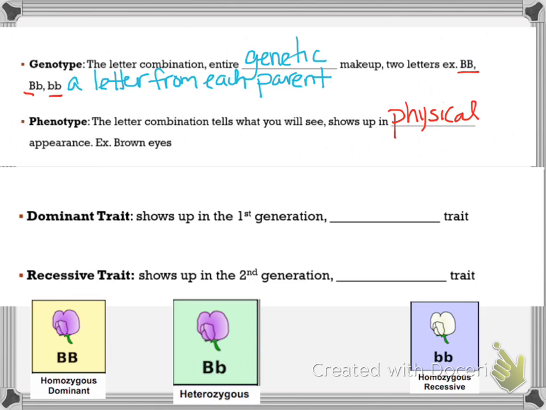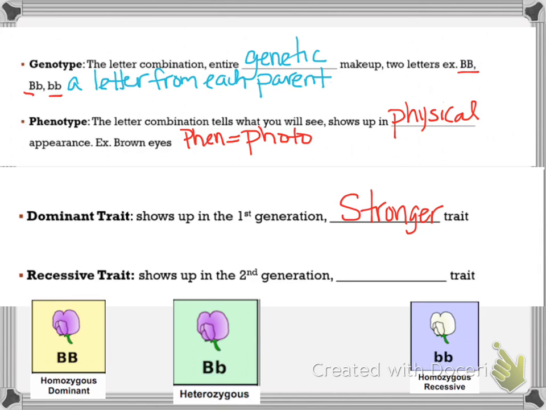Phenotype is a letter combination that tells you what you will see. It shows up in your physical appearance, and physical appearance means like, if you think about a photograph or a picture, what you see on the picture, right? It's the physical appearance. How you physically appear or physically look is based on the phenotype.